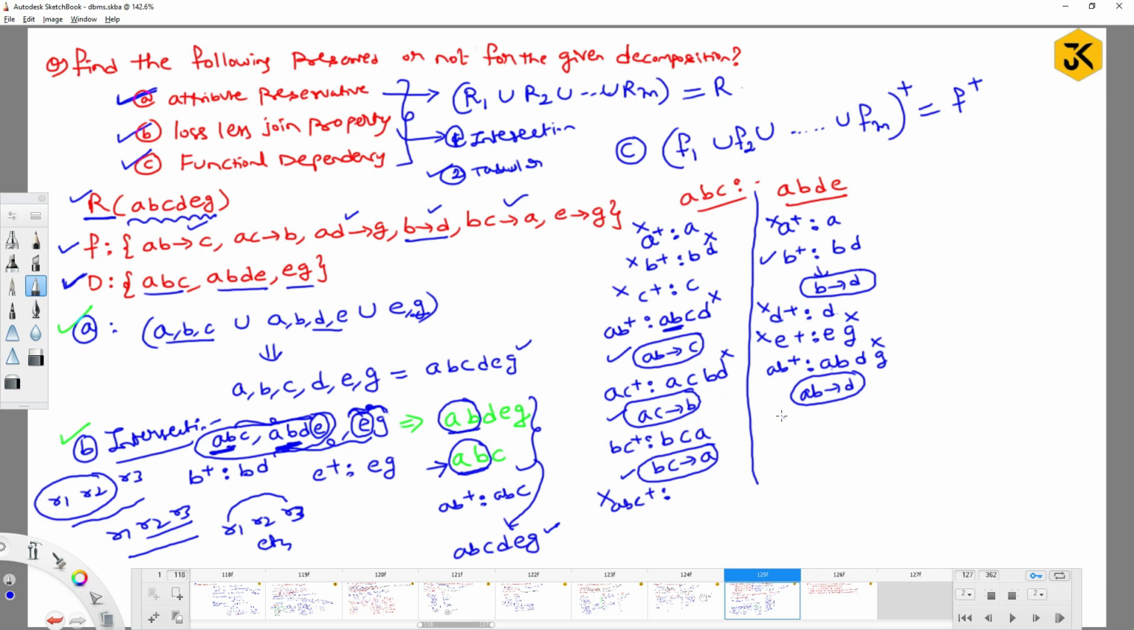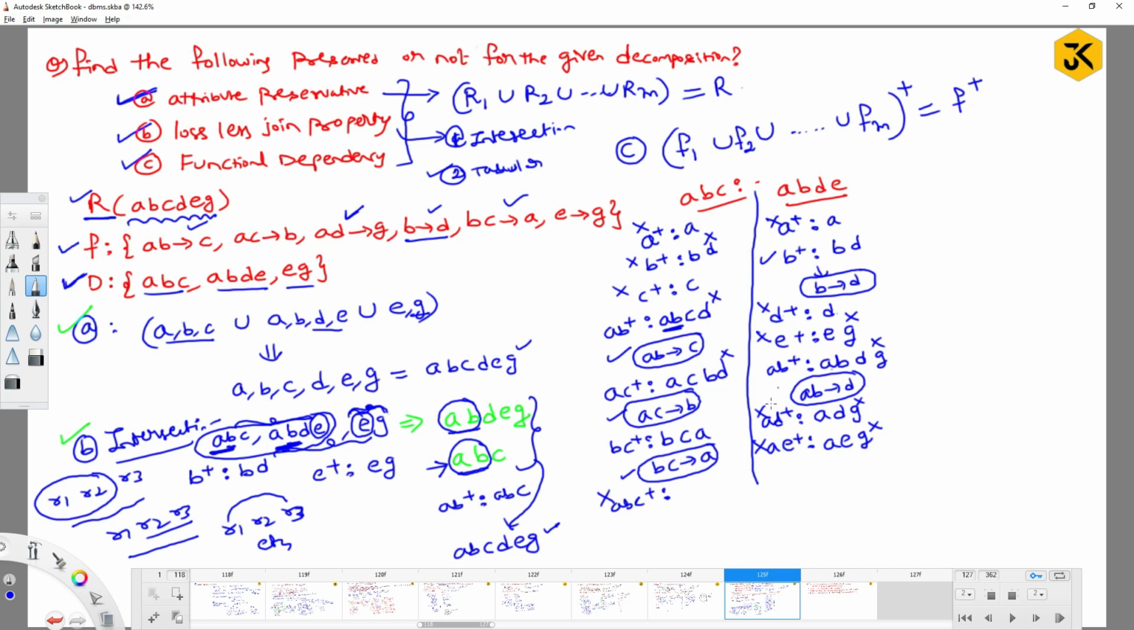Next, try to check AD closure. If you find AD closure, you are going to get AD. From AD you can get G, which is not in the relation. I think that's it, right? So this is trivial only. Similarly, AE closure, you are going to get AE, from E you can get G, which is again not in the relation, and the other one is trivial, so I can simply skip this one.